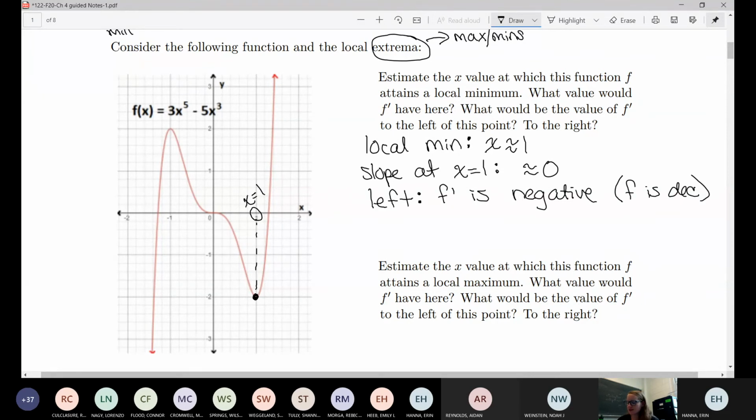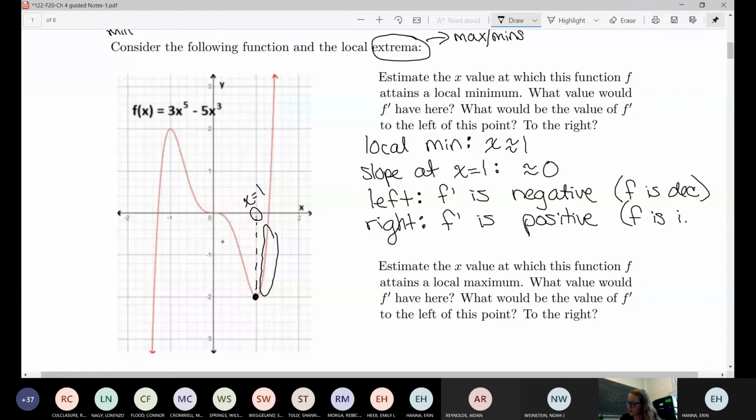And then what about the right side? Well, on the right side, it changes to being an increasing piece. So if we're increasing, what am I writing? Then the derivative is positive because f is increasing. So that's all that thing was asking me to figure out.